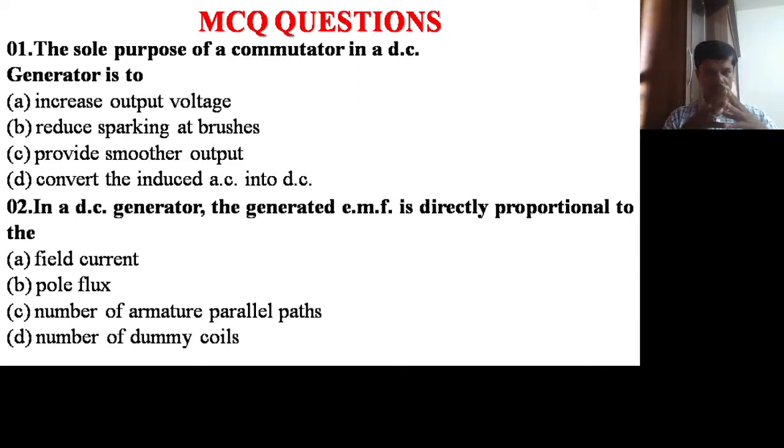The second question is, in a DC generator, the generated EMF is directly proportional to what? So in a DC generator, the generated EMF. We know that the EMF equation is Eg is equal to phi Zn by 60 into P by A. So we have to consider other parameters constant, Eg proportional to phi. The value of phi, the magnetic flux, depends upon what? The field current. So therefore the answer will be field current.